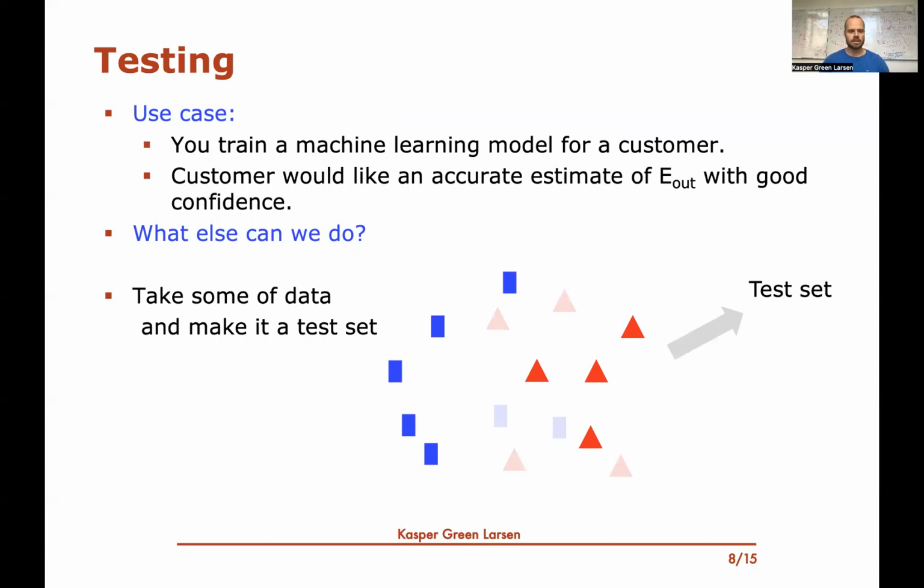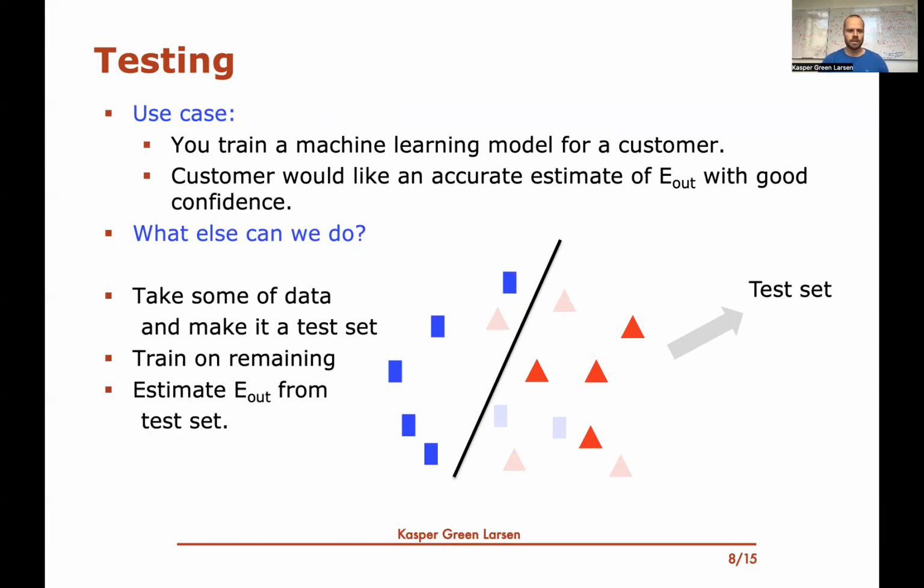What you can do is, before you start, take some of the training data that you gathered and put it aside and call it a test set. Then you train on the data that you have left, so you just ignore the data that you set aside as a test set. You train on the remaining data. And then you use this test set to estimate the outer sample error.